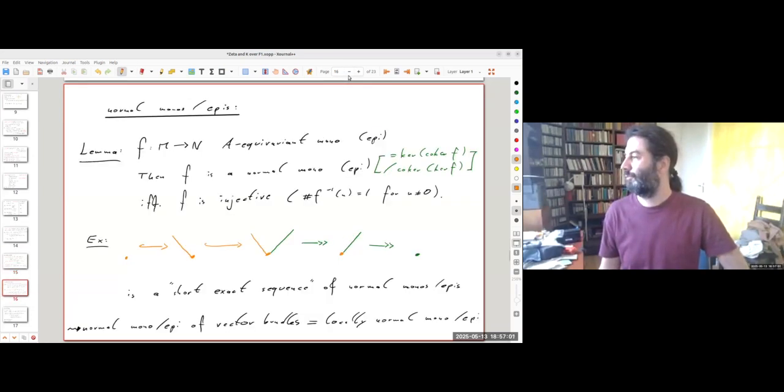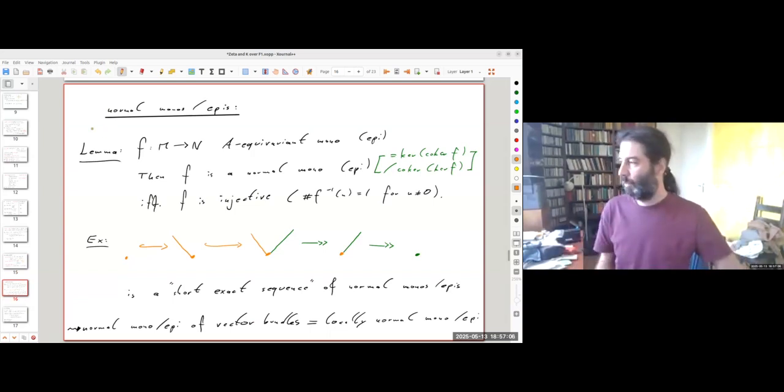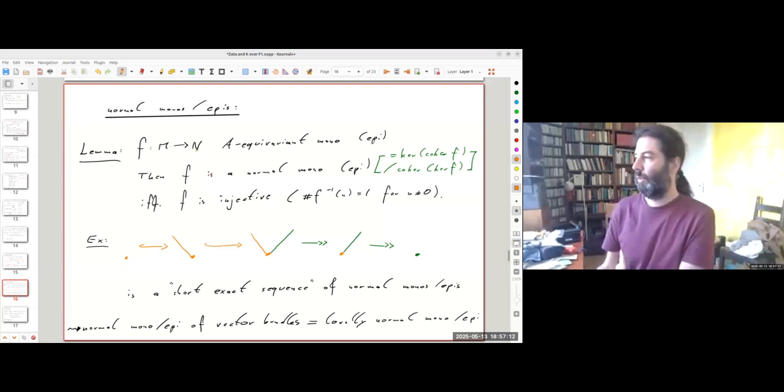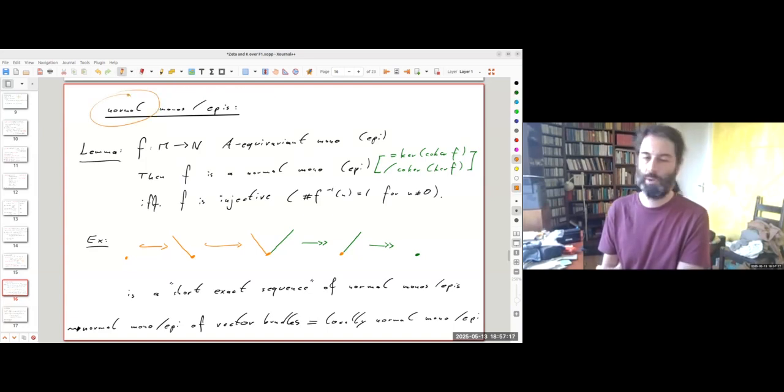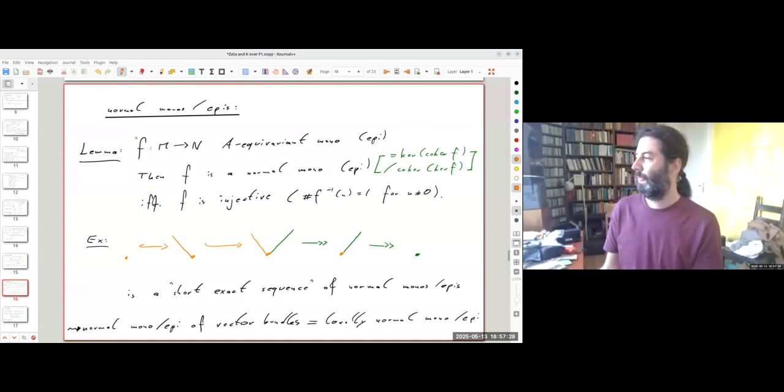Okay, so now we copy the idea from before. We want to define admissible monoidal epis, or I use the word normal here, because it's really the categorical characterization that a normal mono is the kernel of its cokernel. And this can be characterized as follows: if we have an A-equivariant morphism that's a mono or an epi, then this is a normal mono or an epi.